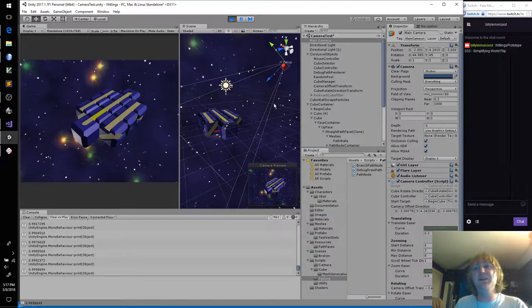So when it goes to the other side of the cube, the cross product that we're calculating, or that's being calculated by the engine, is changing directions.